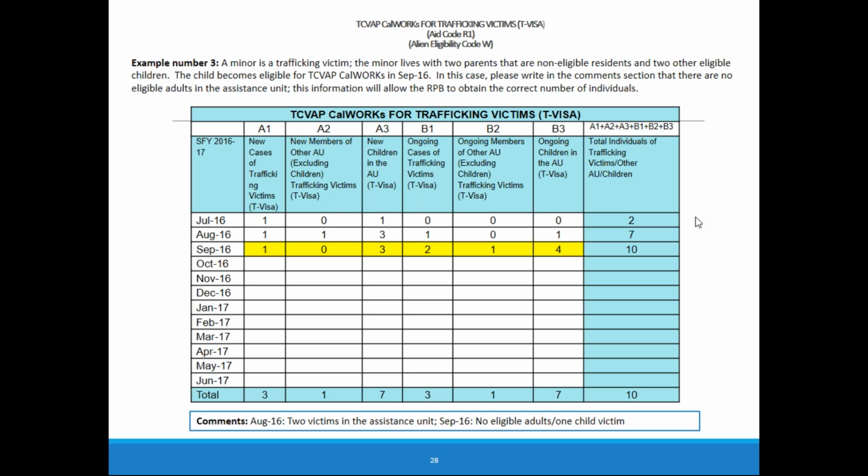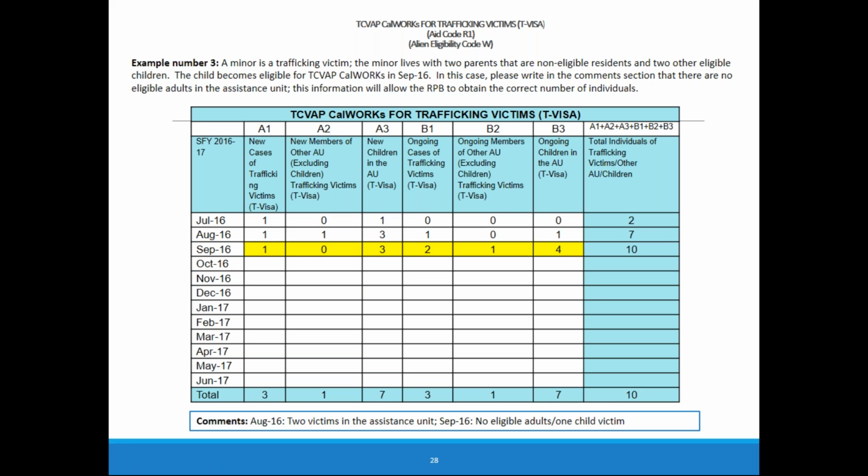On column A1, enter 1 to count the victim. On column A2, enter 0 because there are no eligible other adults in the assistance unit. On column A3, enter 3 to account for all the eligible children living in the assistance unit, including the victim. On column B1, enter 2. That totals the number of ongoing cases. On column B2, enter 2. That totals the number of other ongoing members living in the assistance unit. And on column B3, enter 4. That totals the number of ongoing children living in the assistance unit. And write in the comment section that a child is a victim at the bottom of this spreadsheet.